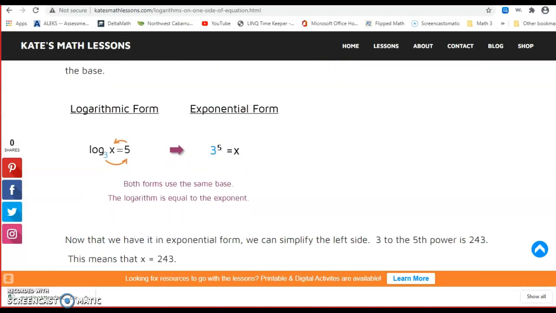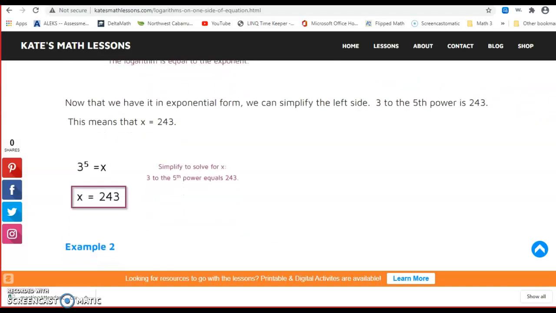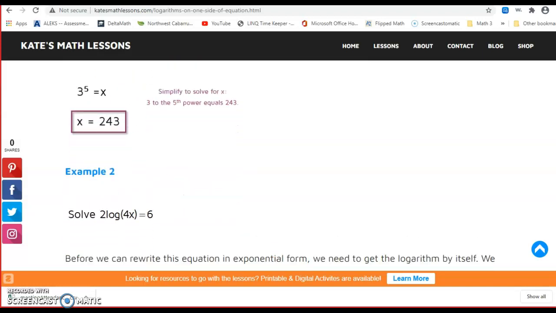Sometimes, instead of just an x, it might be parentheses, 2x plus 3. Then you would say 3 to the 5th equals 2x plus 3. You can do that. You can solve it. Ta-da. All right, example 2.